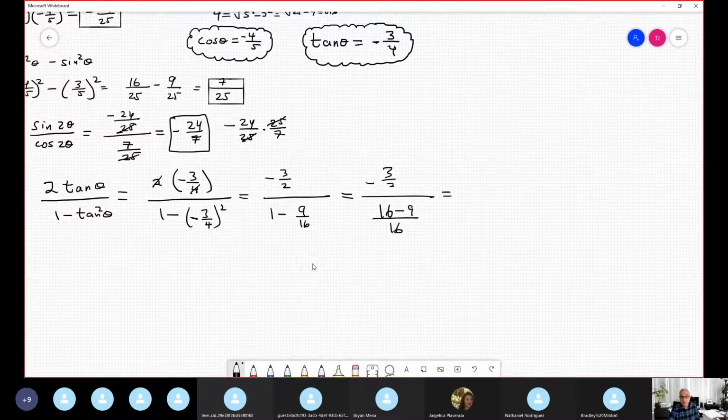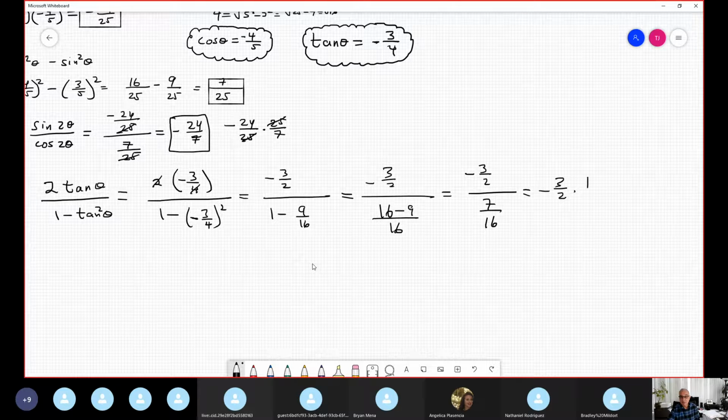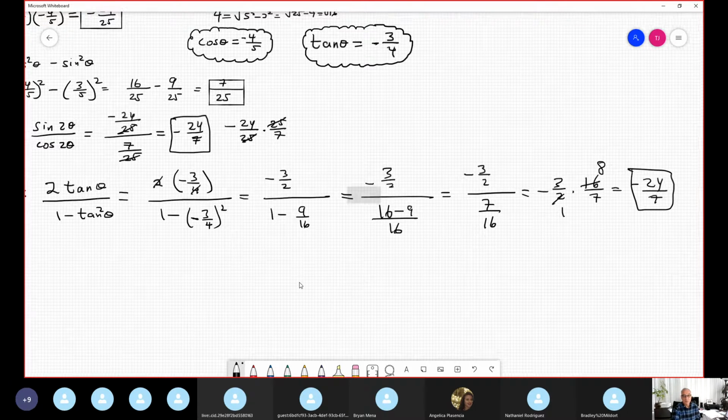And so far we have negative 3 over 2 divided by 7 over 16. Now division of fractions: negative 3 over 2 stays the same and flip it over. This is 16 over 7. Use simplification a little bit. Divided by 2, 1. Divided by 2, 8. 8 times 3, 24 over 7. End of the story. Same answer, different way. The way you prefer.